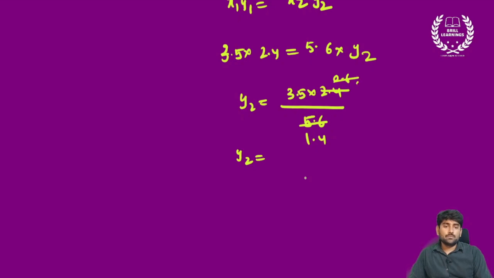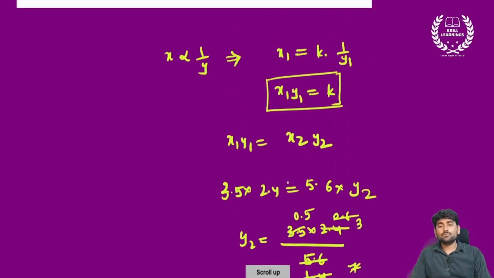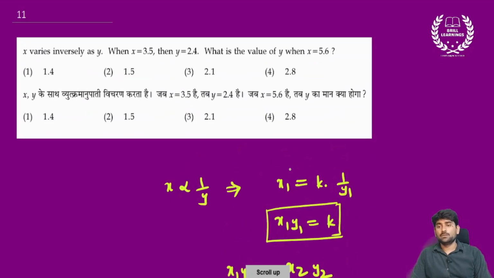Remove 0 here, so 3s are 7s are 7, 1s are 7, 0.5, these are 15, 1. So y2 value is 1.5 here. Second one is the right answer. Let's move to the next question.